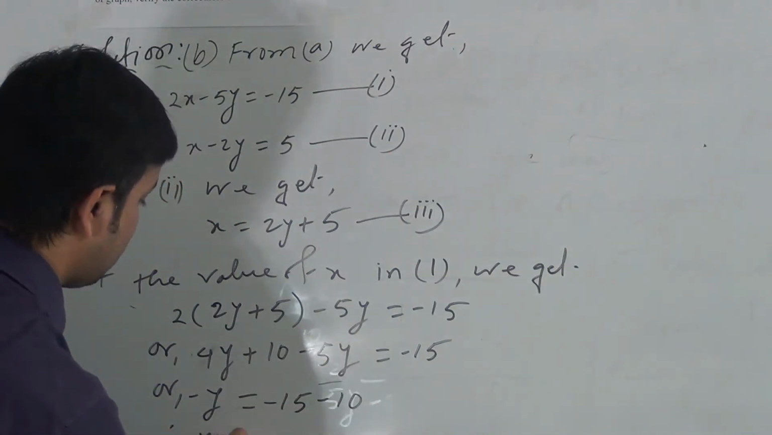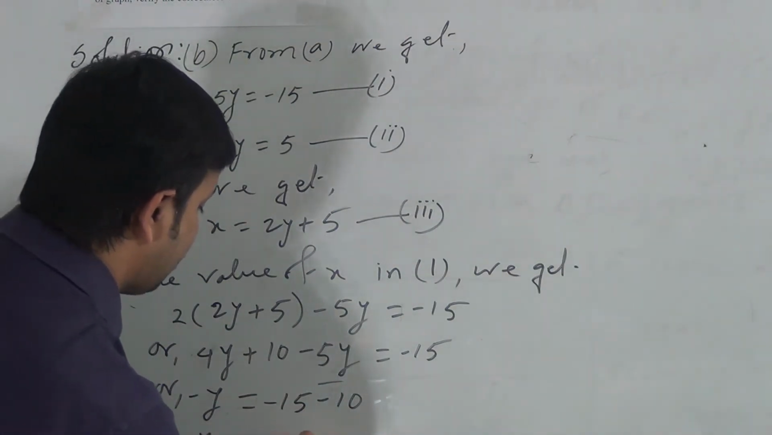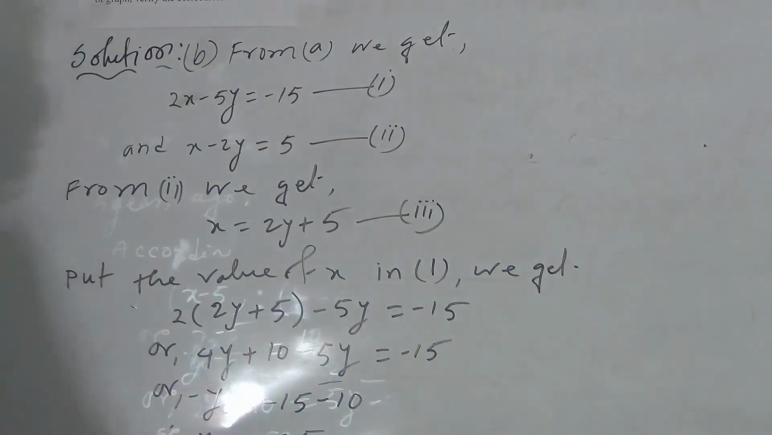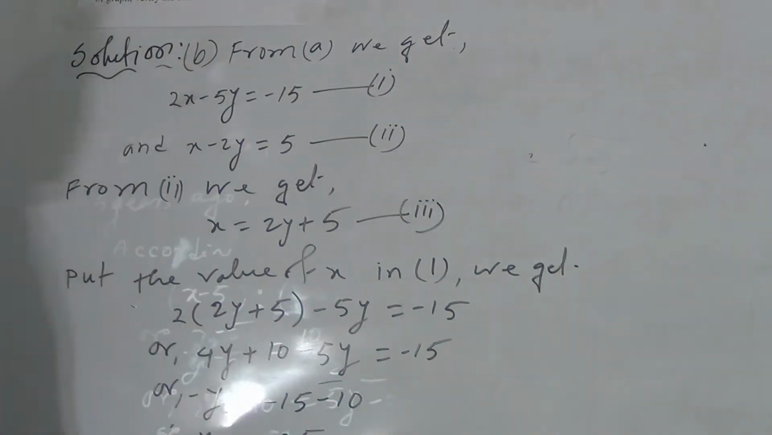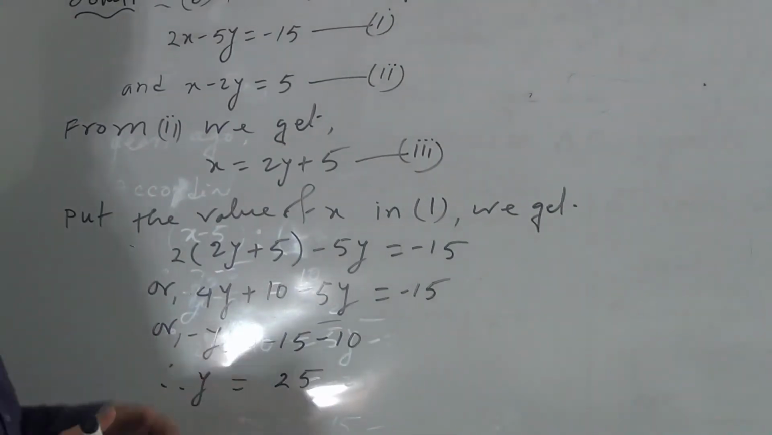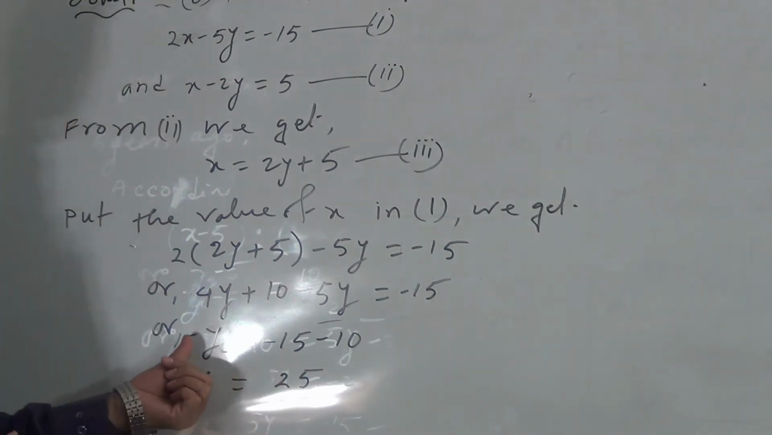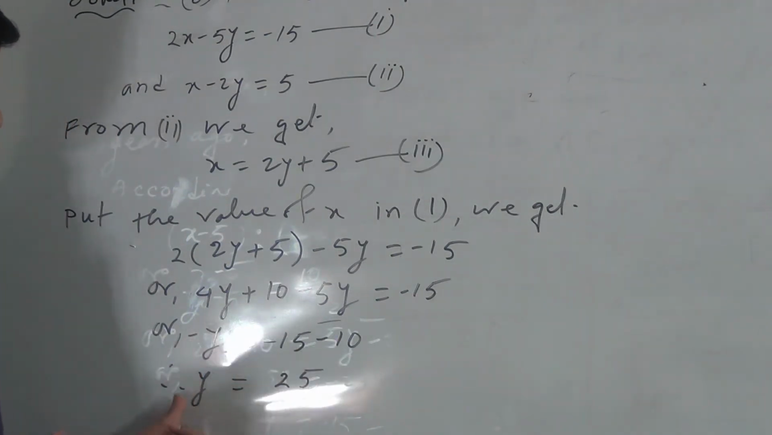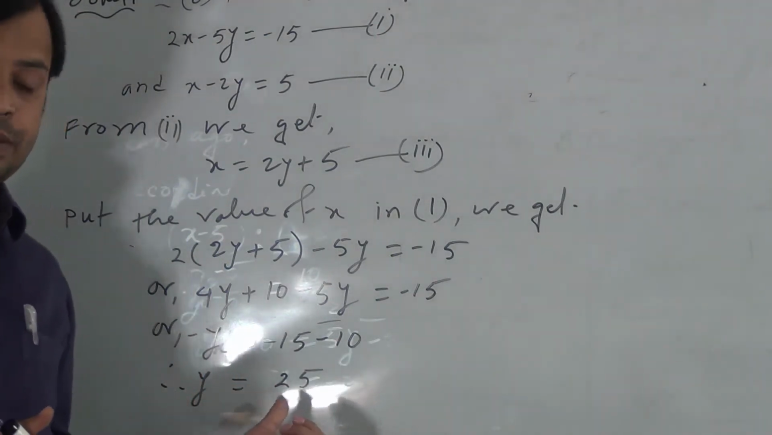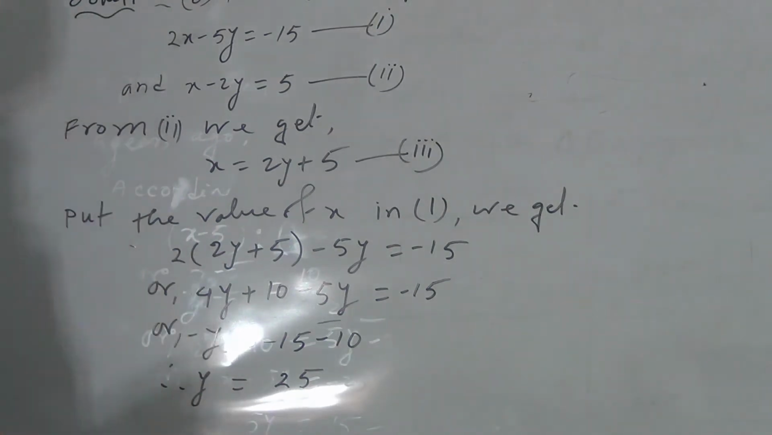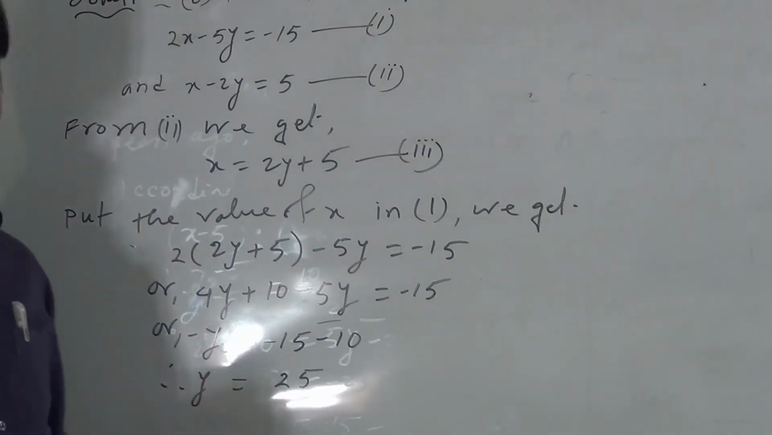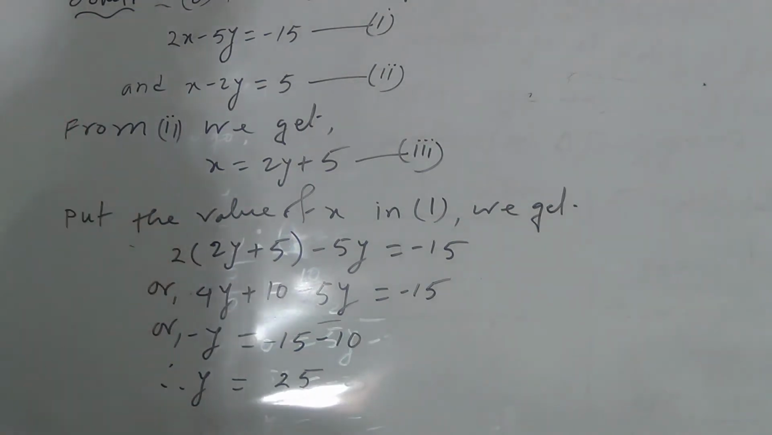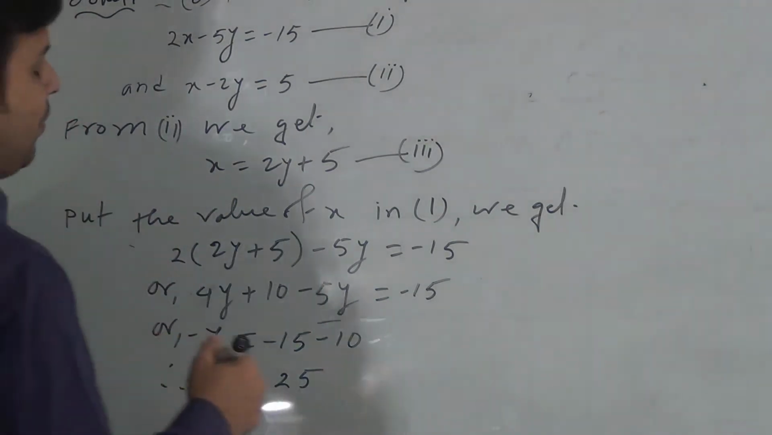Therefore, y equal to minus 25. If we calculate, minus y equal to minus 25. Therefore, y equal to 25. This is the value of y. Now if we put the value of y in equation 3, we will get the value of x.